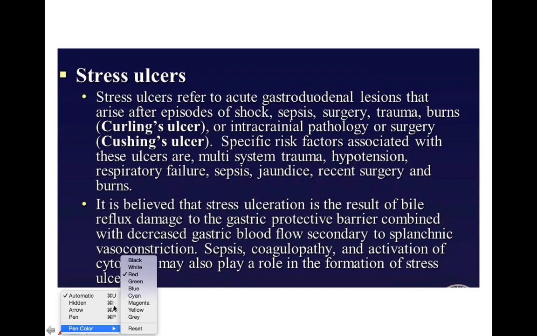So the main cause will be decreased gastric blood flow, due to whatever cause: splanchnic vasoconstriction, or the patient is in shock, or there is release of cytokines, whatever may be the cause. The main thing is decreased gastric blood flow, and that will lead to formation of these ulcers. Clear?